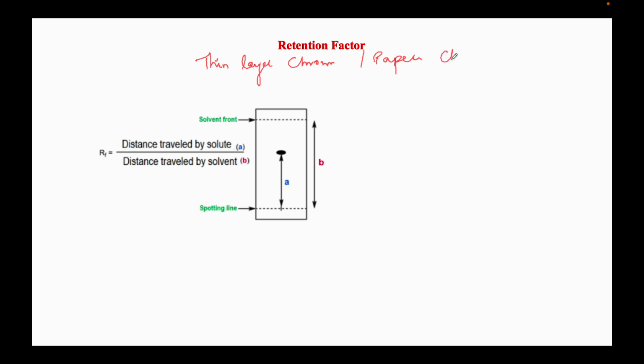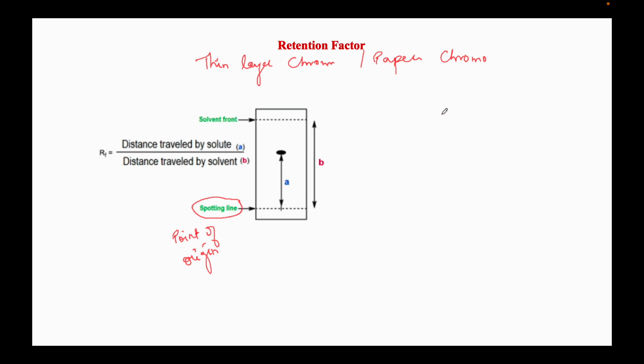We all know that in thin layer chromatography we use a thin layer of silica on which the solvent is run, and we put the sample. In paper chromatography also, through capillary action, the solvent will run up front. Here they have given this spotting line. This spotting line is nothing but the point of origin.